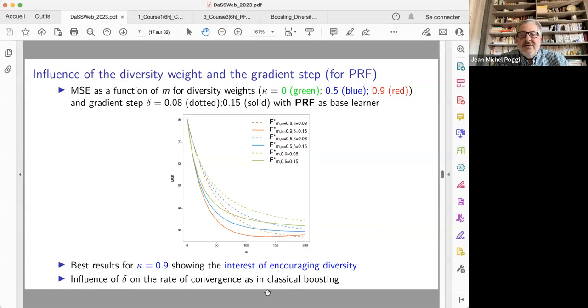But what is interesting here is that kappa equal to 0 is the case of boosting. So you can see that when you increase the value of kappa, the results are better. So this illustrates the fact that it is quite interesting to encourage diversity in the algorithm. At the end of the day, you get better results. This is the example for the purely random forest based predictor.